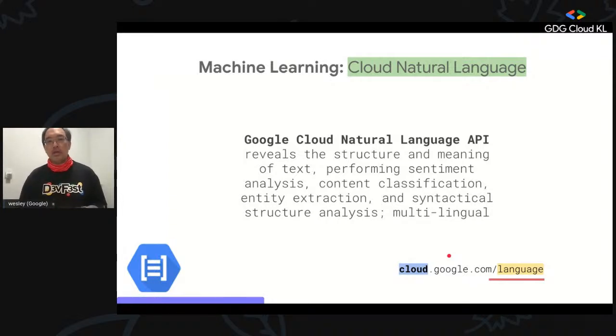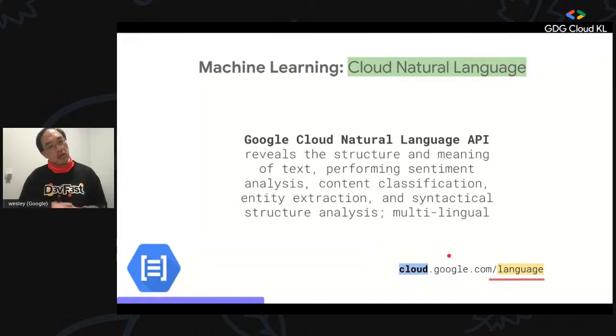This allows you to understand the structure and meaning of text. It can do things like sentiment analysis. Is this text positive or negative? It can classify content like this is scientific data, this is legal data, this is financial data. It can extract entities like KL is a city, Malaysia is a country, Google is a company. It knows how to recognize syntactical structure and things like that. It also supports multiple languages.